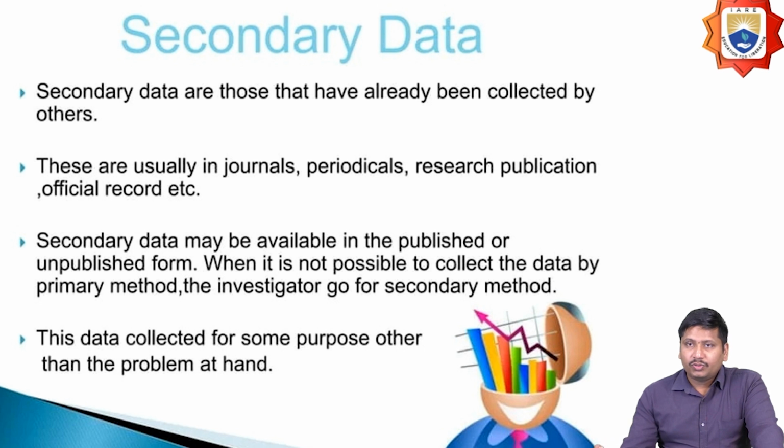So secondary data means that the data has already been collected, and it is extracted from various sources like journals, books, libraries, periodical research publications and official records. This secondary data may be available in the form of published or unpublished data. Whenever it is not possible to collect such data by the primary method, the investigator can go for the secondary method. The data collected from other sources will be treated as secondary data.